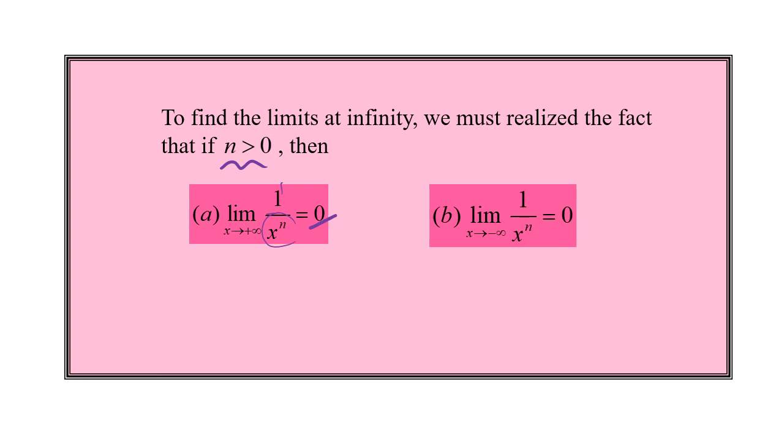And then for b, the limit of 1 over x to the power of n as x approaches negative infinity is the same. We will get 0. It doesn't matter whether it's positive infinity or negative infinity, because negative infinity to the power of n is still a very big value. Negative or positive, it doesn't matter. So 1 over a very big value will be 0. You got nothing.